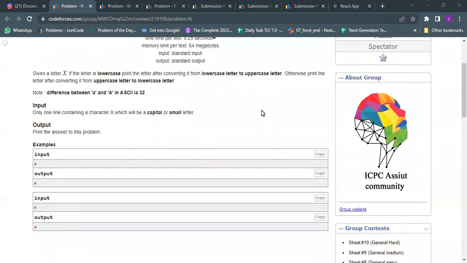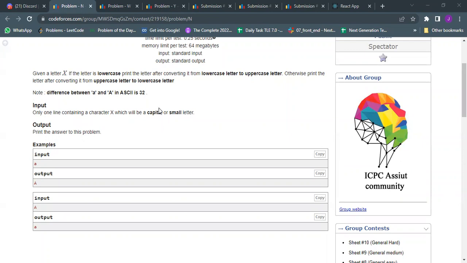Okay, so anybody is there who is not able to solve this problem? Yes sir, tell us the approach once. Okay.